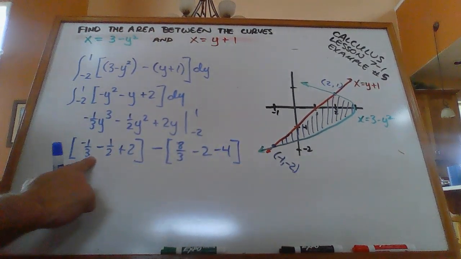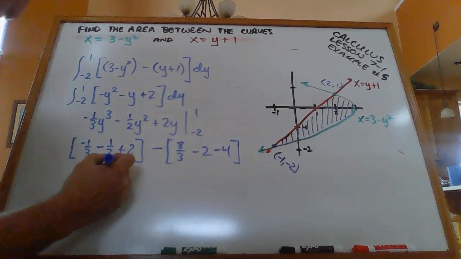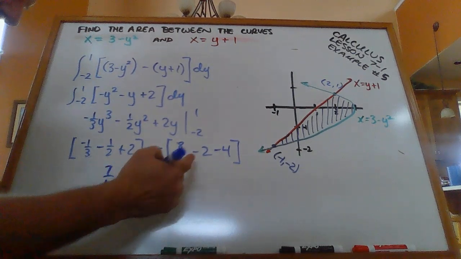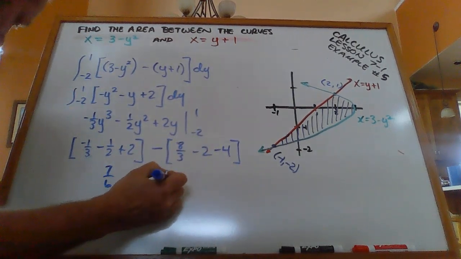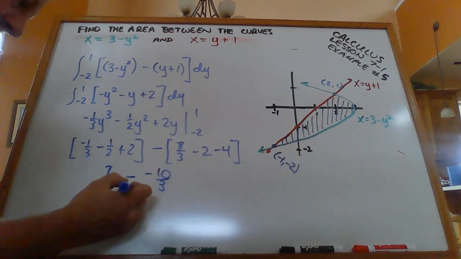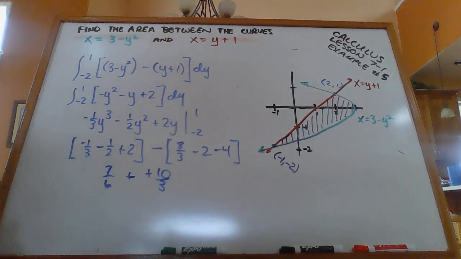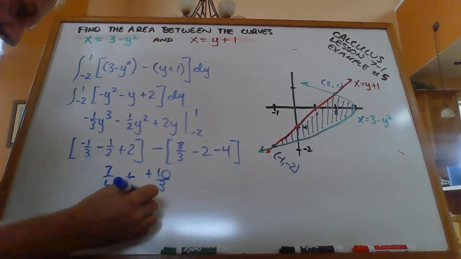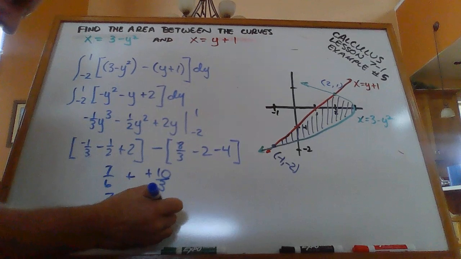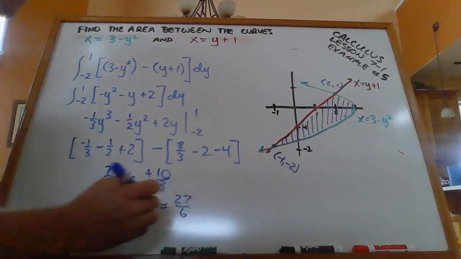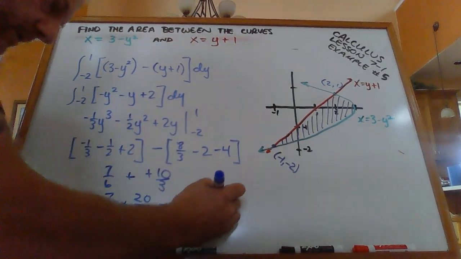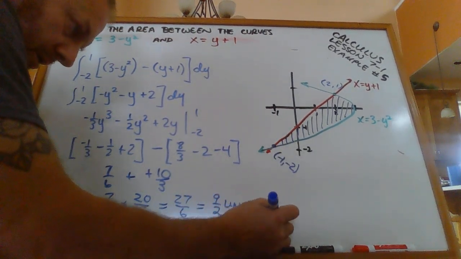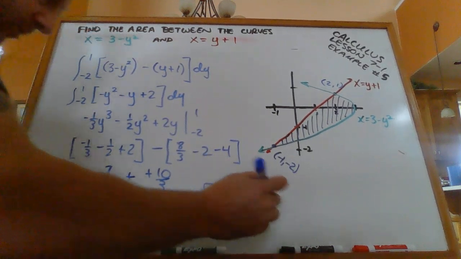Okay, so this right here comes out to be 7/6, minus, this ends up being -10/3. And then of course that's plus a positive. If I put this in sixths, I get 7/6 plus 20/6, which is 27/6. And that is 9/2 in square units, or you could put 4.5 if you like.